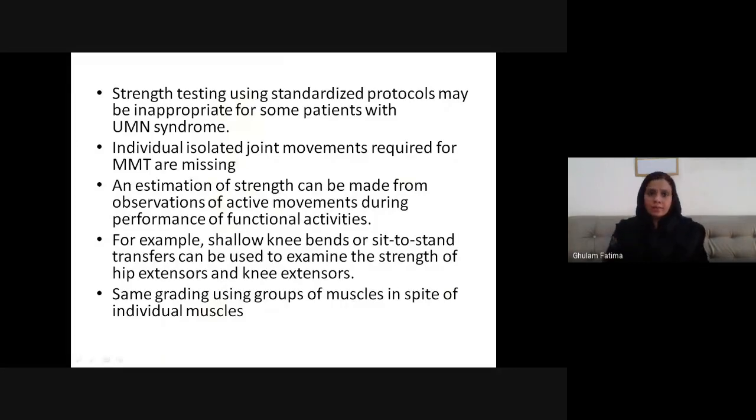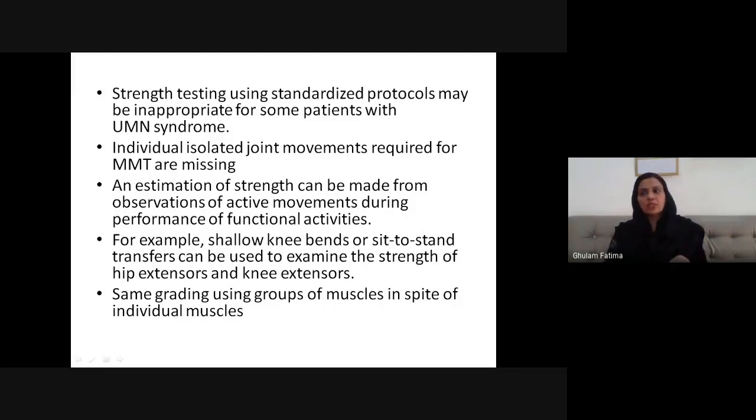There is a problem in neurological patients that the standard methods cannot be used because the patient has paresis or plegia, so it is not possible for the patient to perform the normal standardized movements we use in manual muscle testing, because individual isolated joint movements are not possible. So here we have to make some estimation of the strength by the use of active movement that can be used in different performance of functional activities.